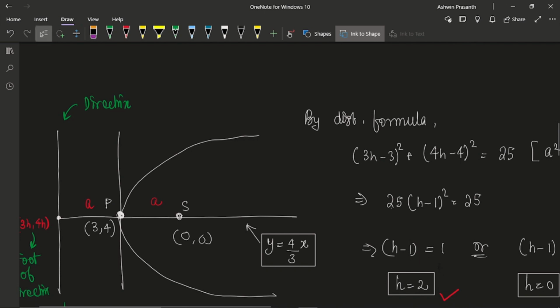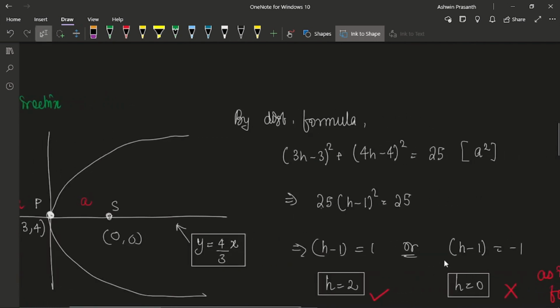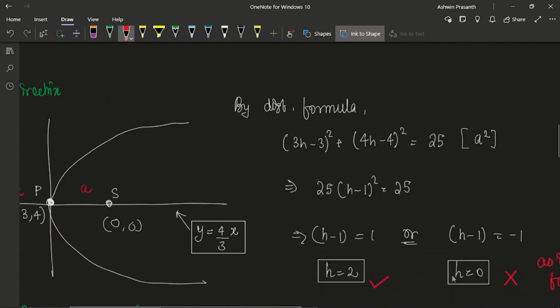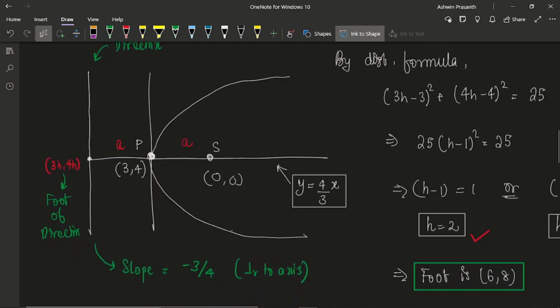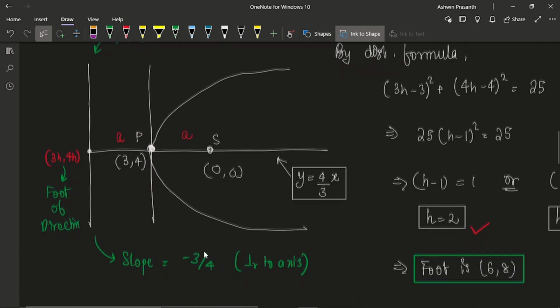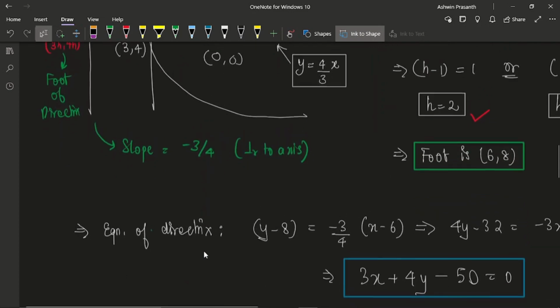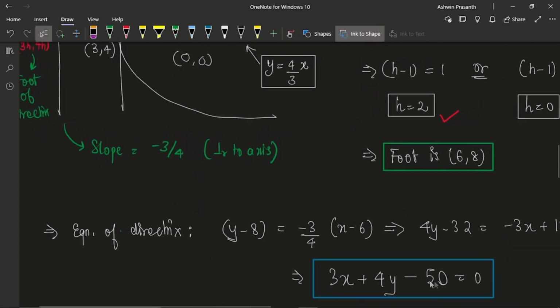After simplifying, we get two possibilities: h = 2 or h = 0. Obviously h = 0 would give us the focus, so that is not what we want. But h = 2 gives us (6, 8), which is the foot of the directrix. Now we know a point on the directrix, and we know its slope, which will be the same as the slope of the tangent at the vertex, which is minus 3 by 4. Based on these two results, we can write the equation of the directrix as 3x + 4y - 50 = 0.